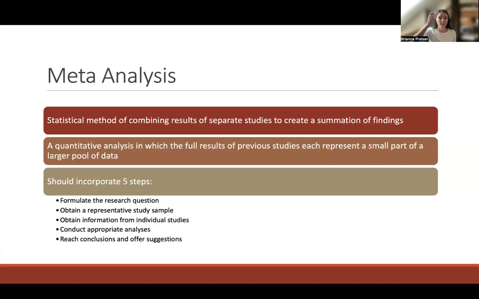So that's case studies. And meta-analysis is another form of research study that clinical psychologists will conduct. So meta-analysis is a statistical method of combining results of separate studies that are all trying to answer the same research question, and then it creates a summary of those findings that's in a statistical test or in a score. And so it is a quantitative analysis in which the full results of previous studies each represent a small part of the larger pool of data that is presented in the meta-analysis.